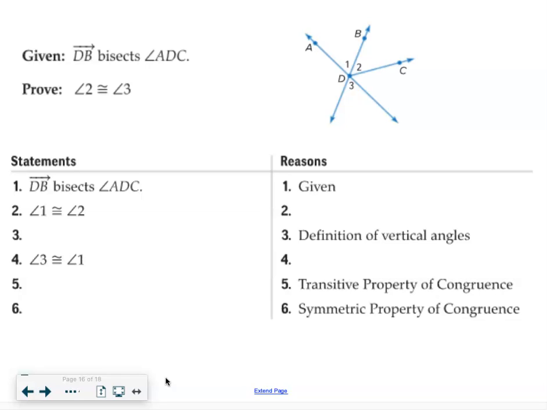Wait, so if it bisects, then they're equal. Suddenly we go to this, is that transitive? Is that definition? No. What word did they use? Why did I just explain what's happening? You don't have to give it a special name. Yeah, we just learned.